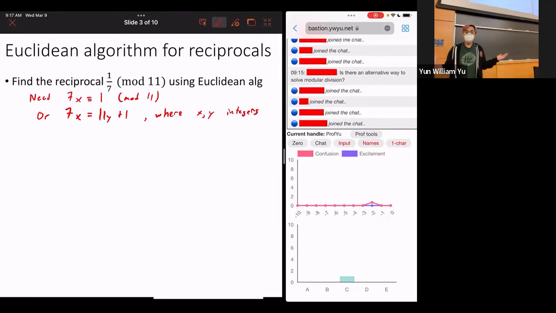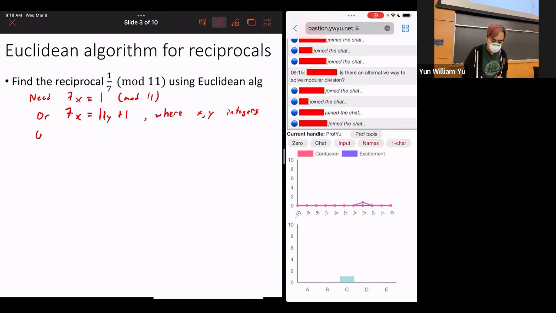Why is that? Because the whole point of modular arithmetic is that two numbers are the same when you go around the circle any number more times or fewer times. And going around the circle in mod 11 is adding or subtracting a multiple of 11. Which means that the statement 7x is equivalent to 1 mod 11 is basically the same as the statement 7x is equal to 11y plus 1, where x and y are both integers.